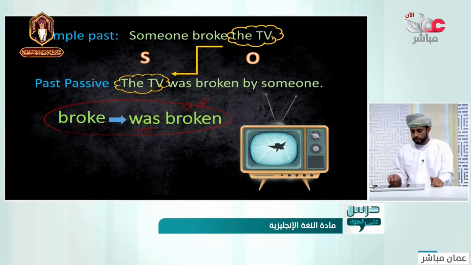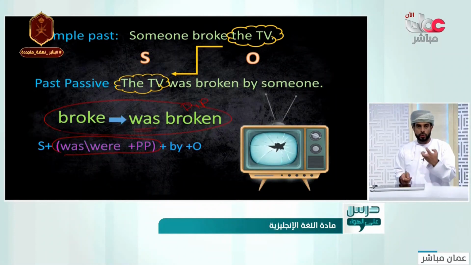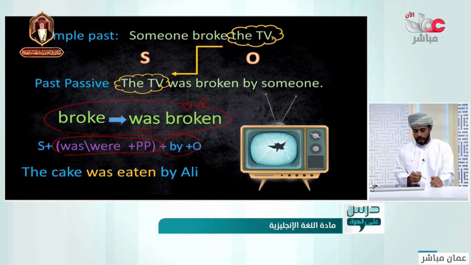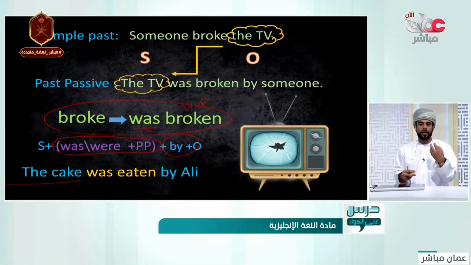So how to form it? Really easy. S, was or were, plus the past participle. Again, S, which is the subject, plus was or were, depending on the subject, plus the past participle, which shows who did that thing. And sometimes we can use the word by there. Like this one: the cake was eaten by Ali. Who received the action? The cake received the action. Who ate it? Ali ate that cake. But we start with the word cake.